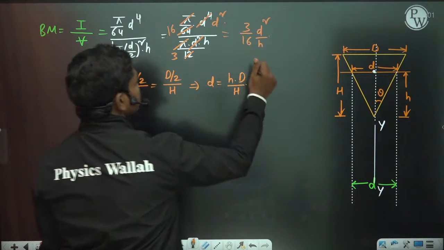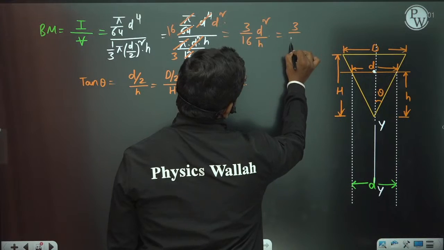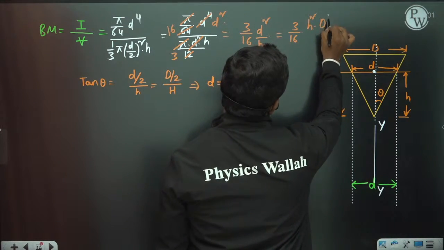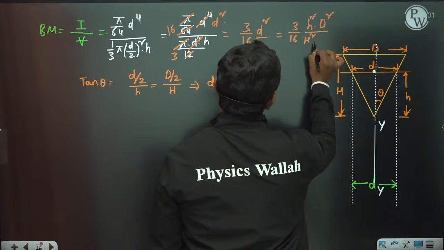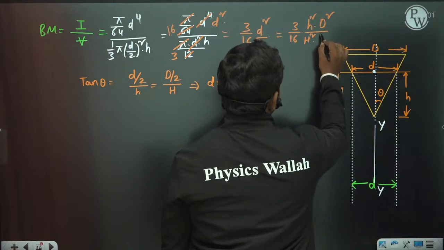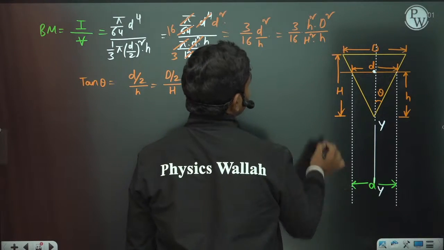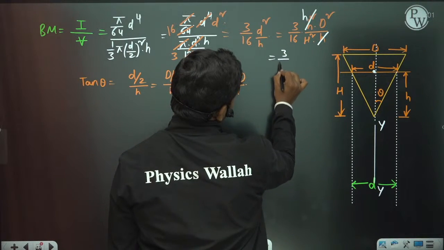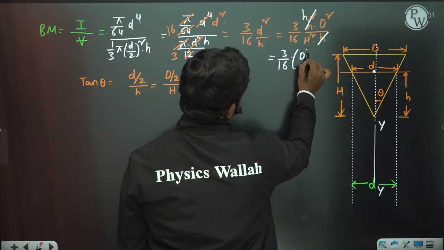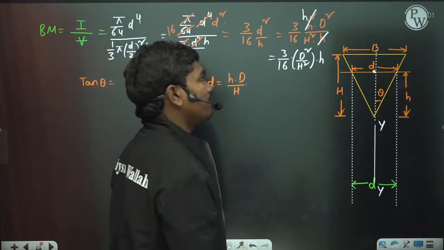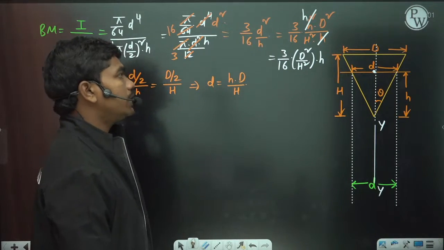So if you replace here, this is equal to 3 by 16 times small d square, which is equal to small h square, d square by h square into this small h. Okay, so this is what you have here. So by small h, if you simplify this, h square cancels h times, so you get 3 by 16 times d square by h square, times h. Okay, so 3 by 16 times d square by h square.